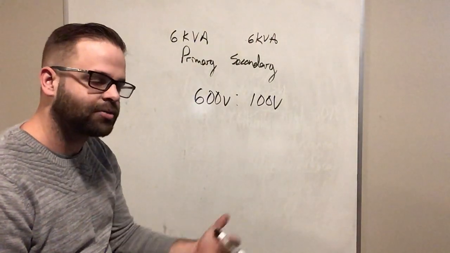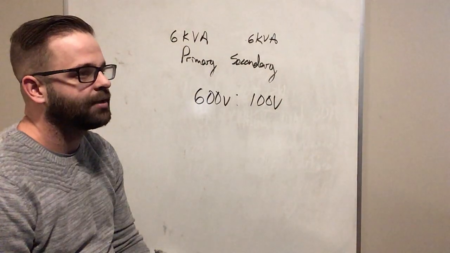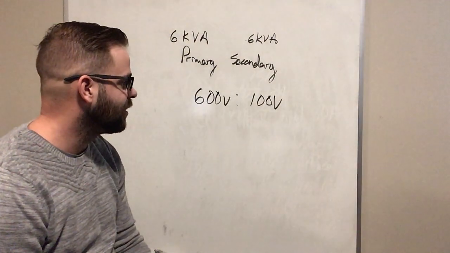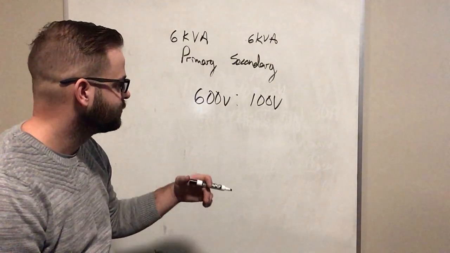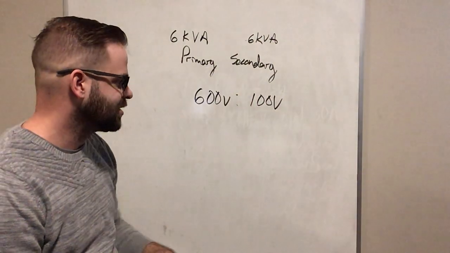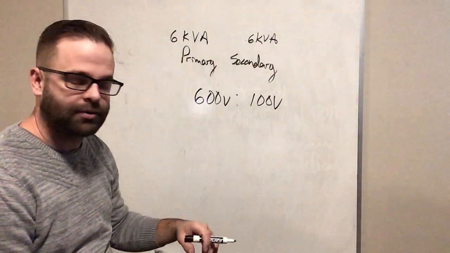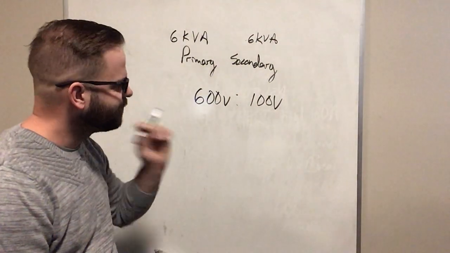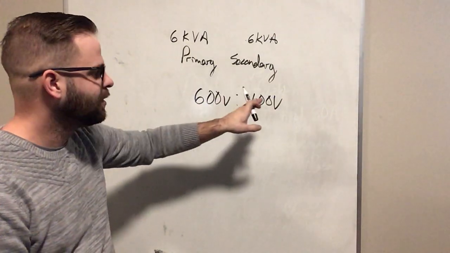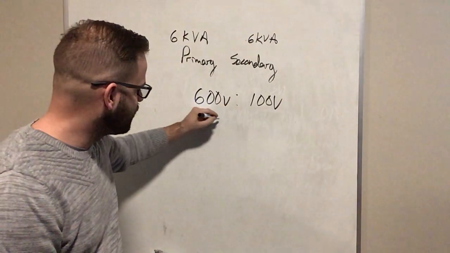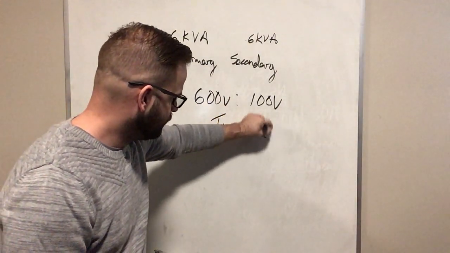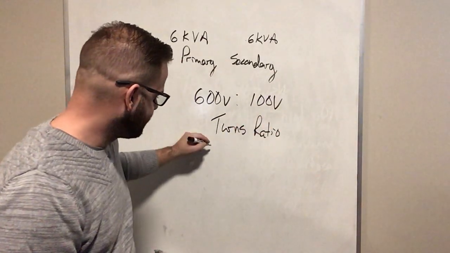And then also in these questions, I might make a little handout for you guys, but you can also do them where I have a variable that's missing. I may not have one side, so I could say it's a 600 volt. So let's do this: 600 volts on the primary, 100 volts on the secondary. I want to know turns ratio and current.